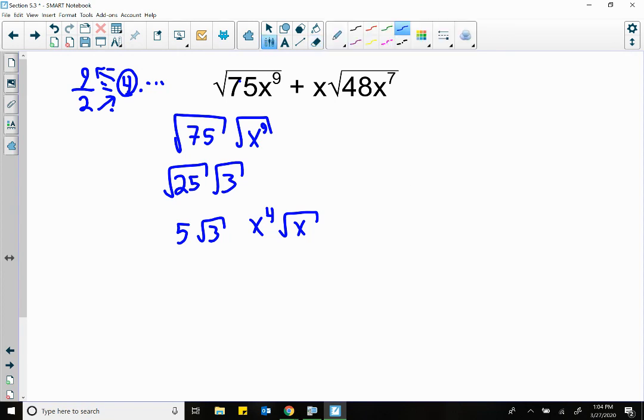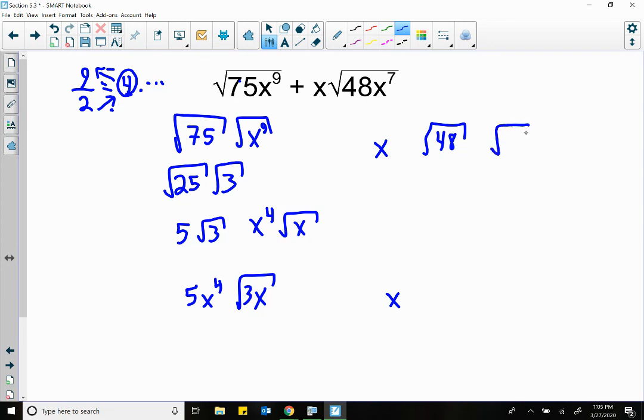So now if we put this all back together, like what we did in 5.1, a 5 and an x to the fourth are out front. Underneath the radical, I've got 3x. So we come over here. We're going to do the same thing again. Okay, we already know that we have an x out front, so that's going to stay. But now we've got this square root of 48.